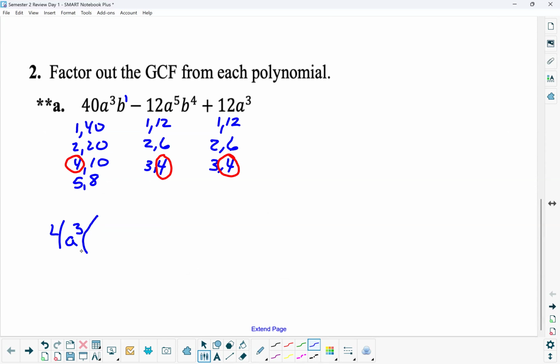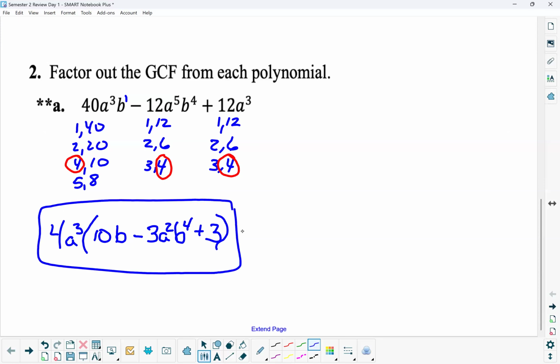What's left after we factor out that greatest common factor, I have a 10 in my first term. The a to the third got factored out, so I don't have a's, but I do have a b. In my second term, I have the 3 as the other part of that pair. I took out 3 of the a's, so there are 2 remaining, and I did not take out any of the b's. And for my third term, 3 is the other factor pair, and we took out the a to the third. So there is our factored form.